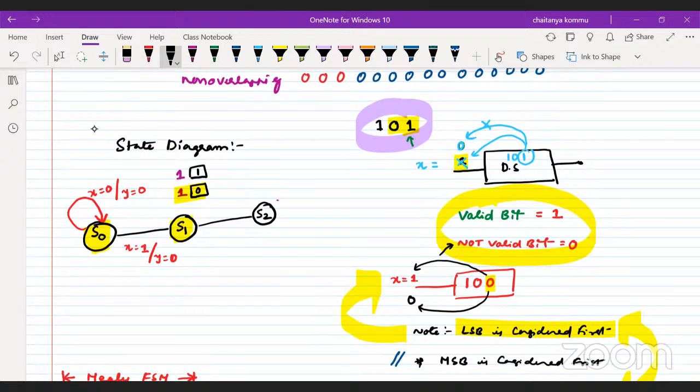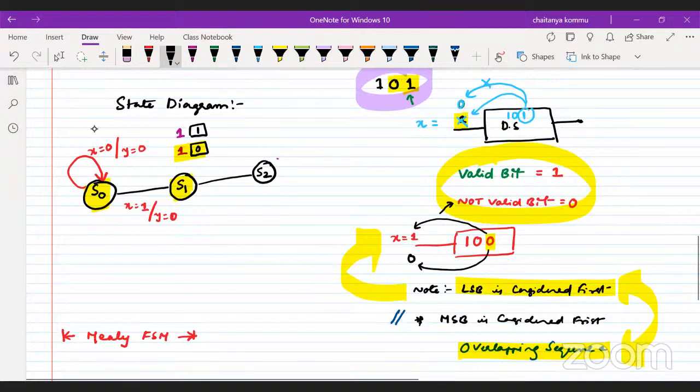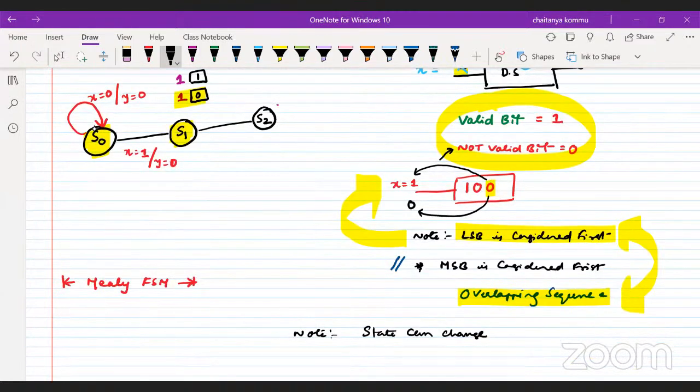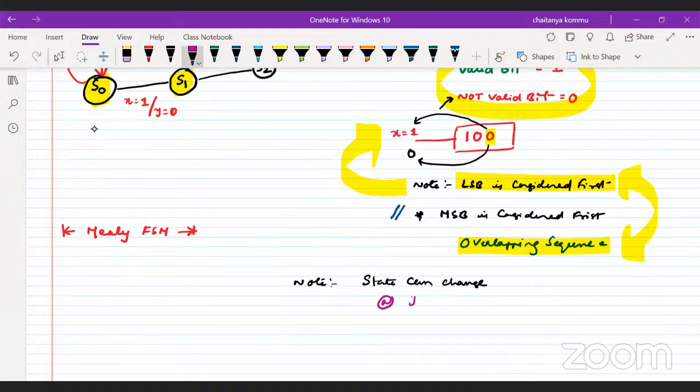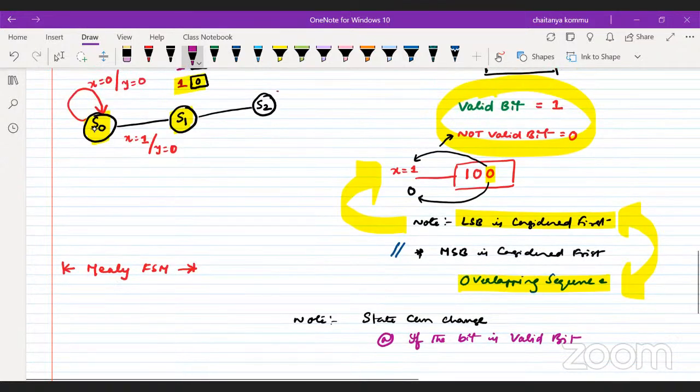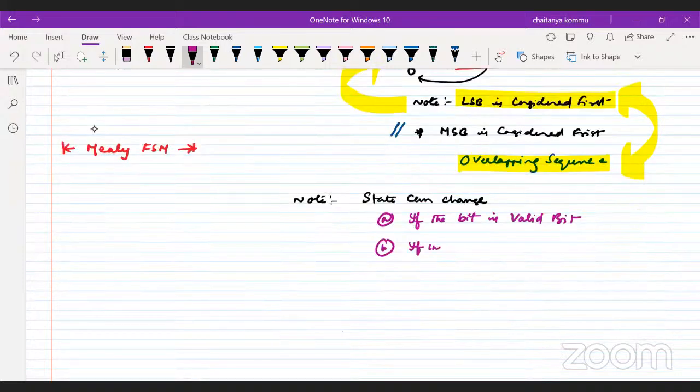So note, I will write the note here. When we need to move to the next state, the state can change in 2 ways. One way is if the bit is a valid bit. Whether the bit is valid or not will be decided first. This is the case in most applications. The second one is if the sequence is a valid sequence.